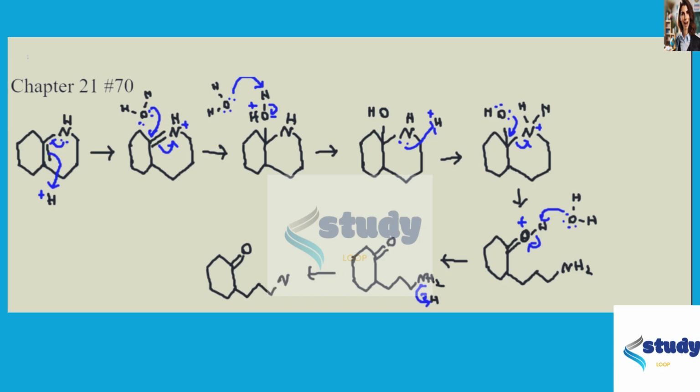So NH3, and of course that's going to give it a plus charge, a positive charge. Okay, and so that's the stepwise mechanism for this enamine hydrolysis. And that's the answer to chapter 21, problem number 70.